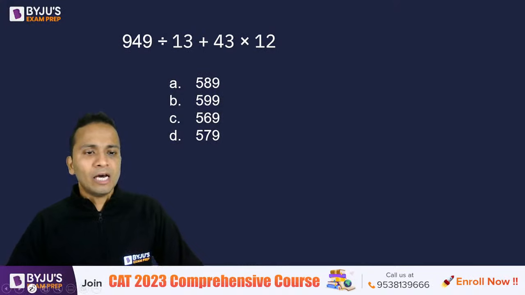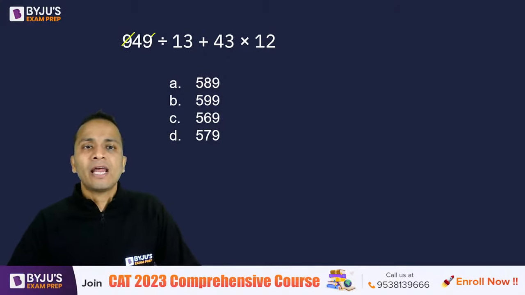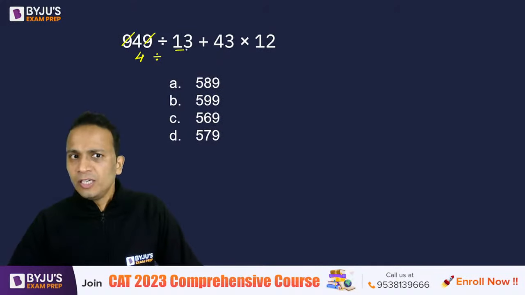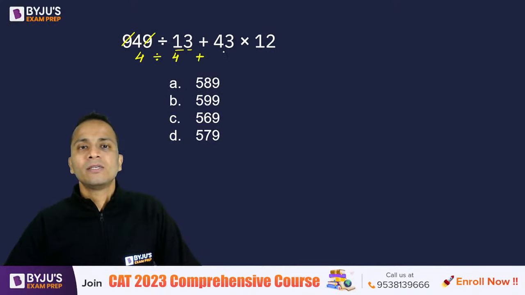949. Now, 949, in this case, I can ignore 9 and 9. So I'll obtain a digital sum of 4. Divided by, next is 13. 1 plus 3 is 4. Plus 4 plus 3 is 7. Multiplied by 1 plus 2 is 3.